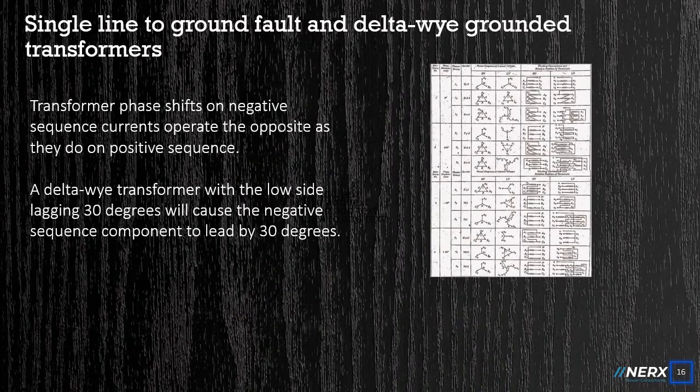One thing to keep in mind with single line to ground faults is how the positive and negative sequence current and voltage are shifted differently by a transformer. A delta Y transformer with a 30-degree lag from the delta to the Y side will cause the negative sequence to lead by 30 degrees. This can play an interesting role in how a fault looks on either side of a transformer.